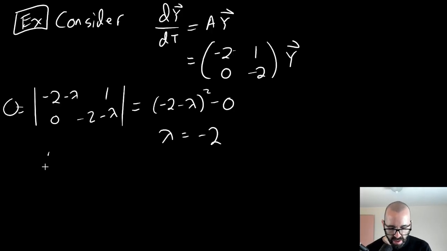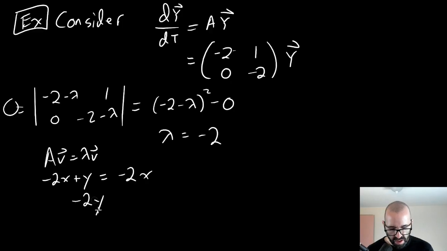What's our eigenvector? Well, our eigenvector is what solves this equation. So we're going to say it's going to be negative 2x plus y equals negative 2 times v, or x. And we're going to have negative 2y equals negative 2y. Again, these should always be redundant, and you can see indeed, oh, interesting. So the second equation is redundant. This is always true. The first equation, add 2x to both sides, and we get y is equal to 0. So any vector is an eigenvector as long as y equals 0.